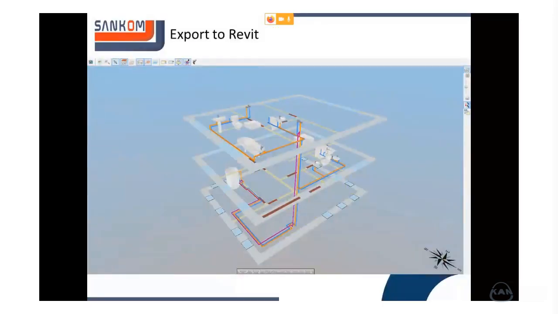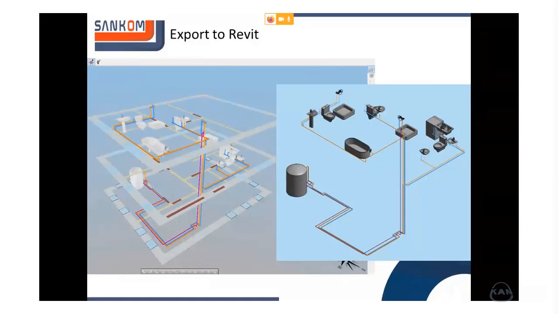What's very important nowadays is that we can export the design systems to Revit applications. So on the left-hand side, you can see the water supply systems designed in CAN-SET program. And on the right-hand side, you can see the same system as already in Revit.